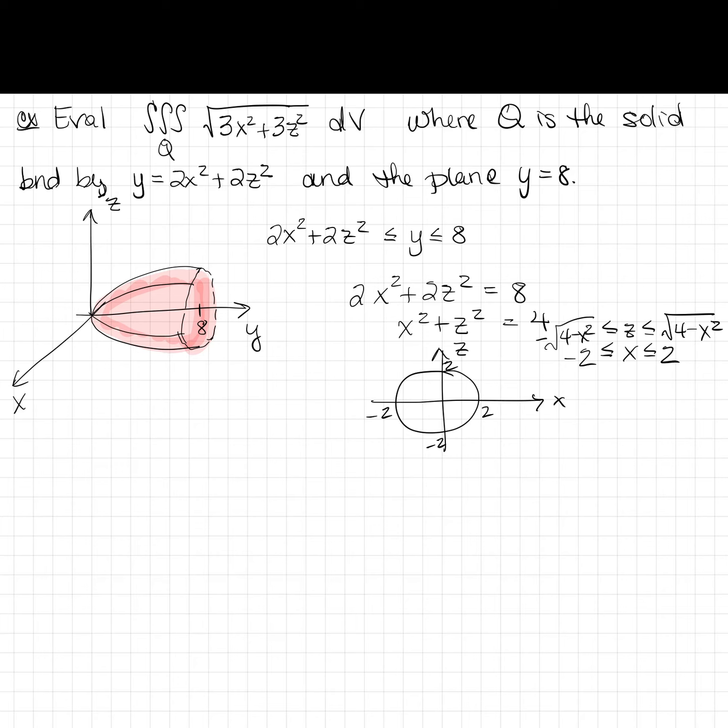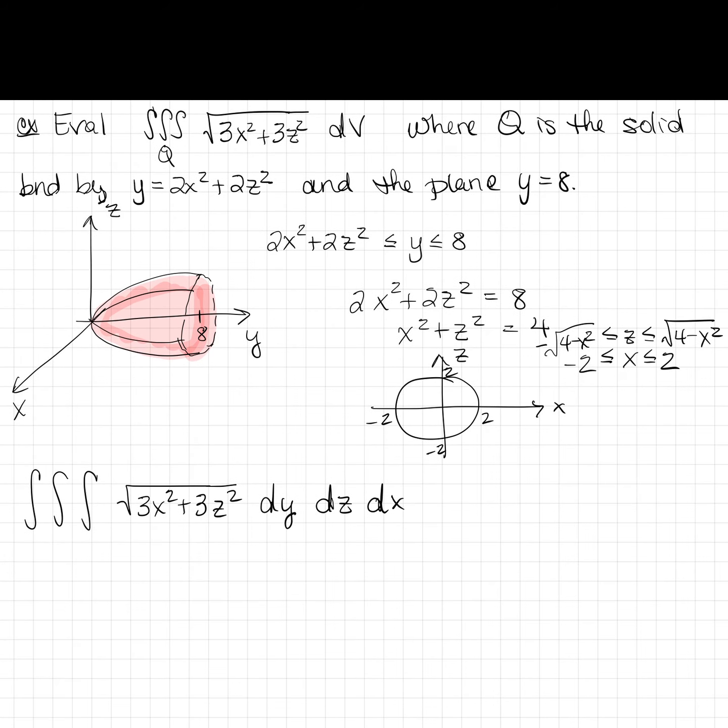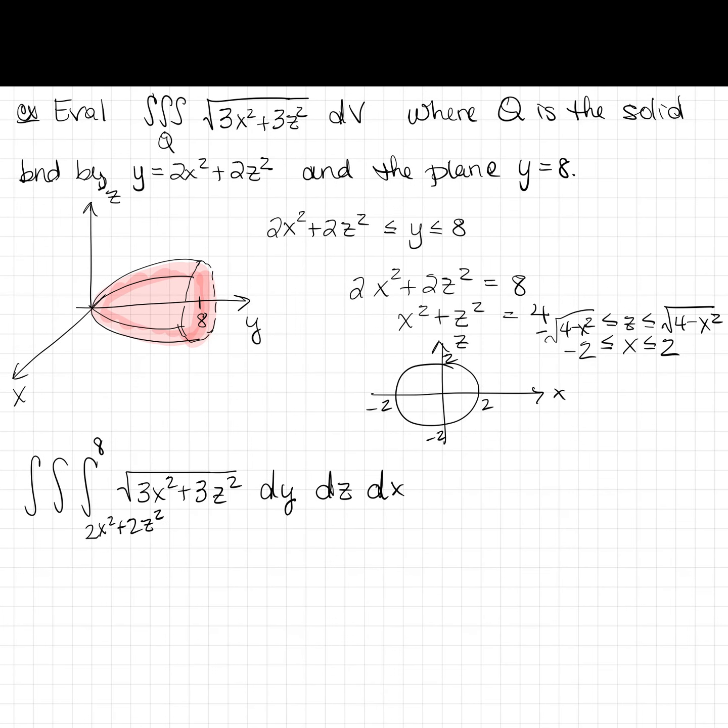Okay, so my integral is the integral of the square root of 3x squared plus 3z squared, and I did dy, then dz, then dx. So the bounds on y were 2x squared plus 2z squared to 8. The bounds on z were negative square root of 4 minus x squared to positive square root of 4 minus x squared, and then the bounds on x were negative 2 to 2.